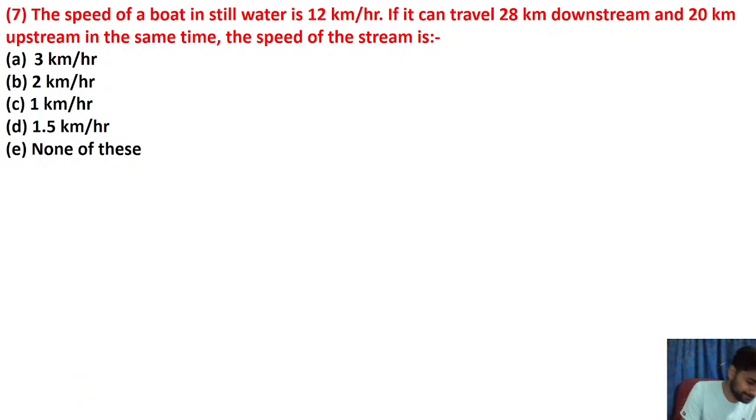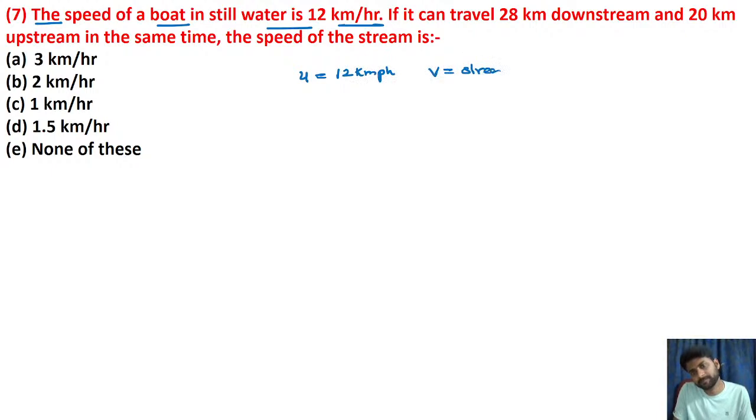Question number 7. See the seventh question. The information says the speed of the boat in still water is 12 kilometer per hour. I just consider boat speed u is 12 kilometer per hour and v is the stream speed.